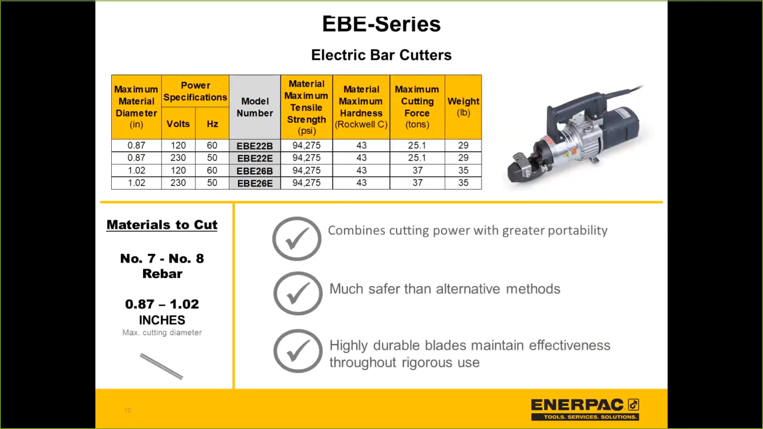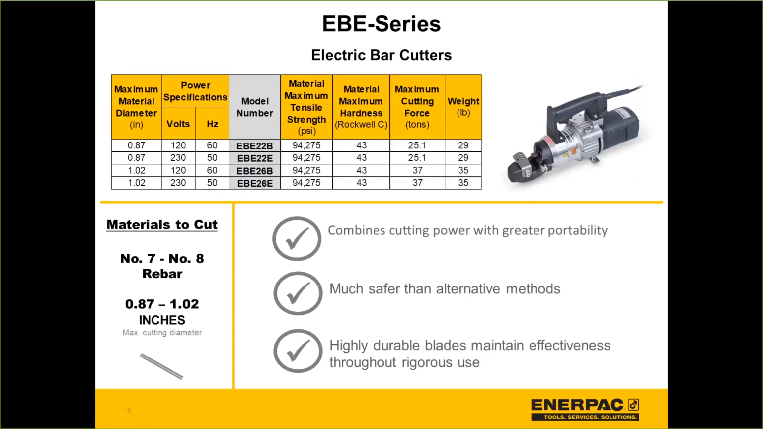Enerpac offers two different sizes, and if you look at the top there, you see the EVE-22. Of course, if you remember the nomenclature slide, that means a 22 mil blade or a 22 mil aperture for a 22 mil application. And what is that going to cover? That's going to cover almost all of your rebar. Okay, number 4, 5, 6, even number 7 rebar can be cut with that number 22.